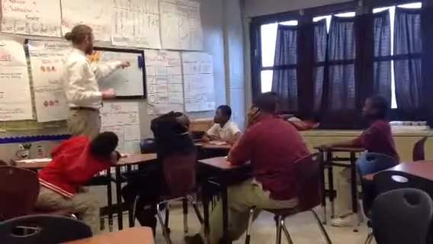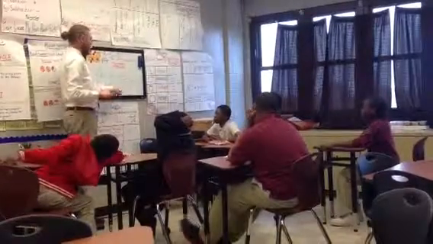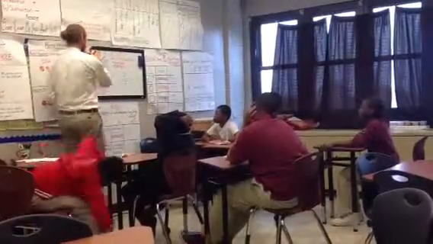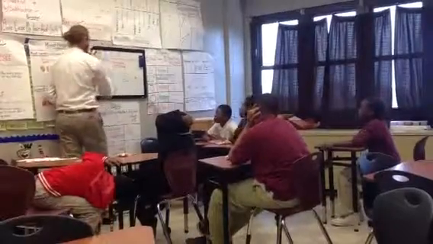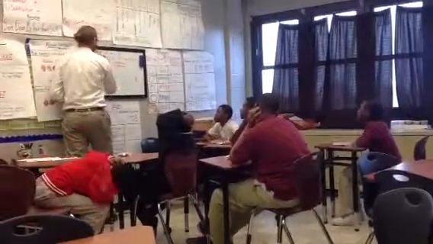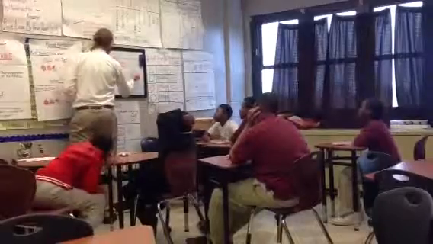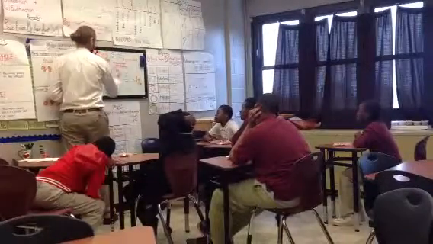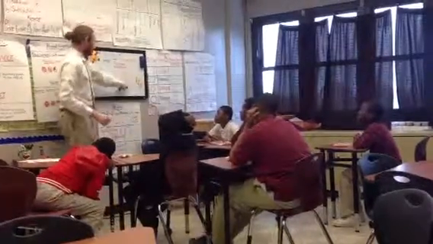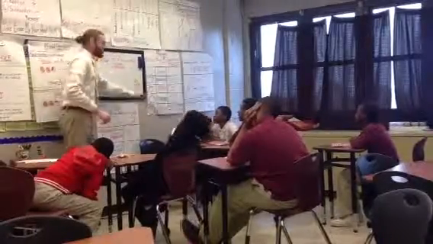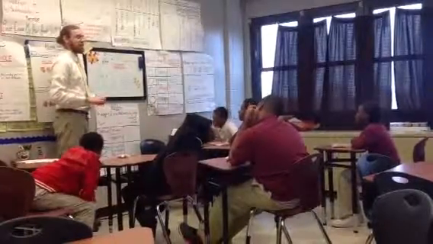Groups, how many are in each group? That gives you the total. So how many altogether in this group? Excellent. 6. I'm going to use my positive counters because we've got a positive 6. 1, 2, 3, 4, 5, 6. 2 groups, we don't know how many are in each group, equals 6. That's how I'm going to set up a model for this equation.